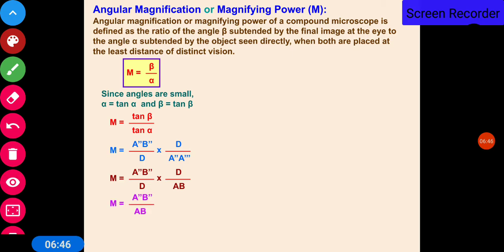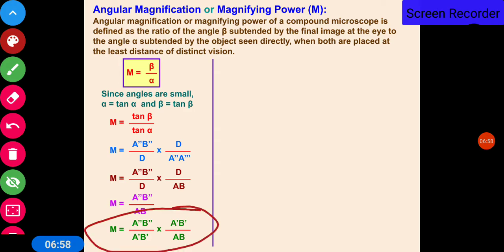Now angular magnification reduces to A double dash B double dash upon AB. Now let us multiply it by A dash B dash and divide it by A dash B dash. Now look here carefully. A double dash B double dash is the image formed by the eyepiece and A dash B dash is the object for the eyepiece. Eyepiece is making the image of A dash B dash. So A dash B dash is the object for the eyepiece and A double dash B double dash is the height of the image for the eyepiece.